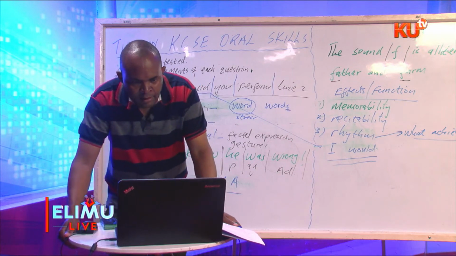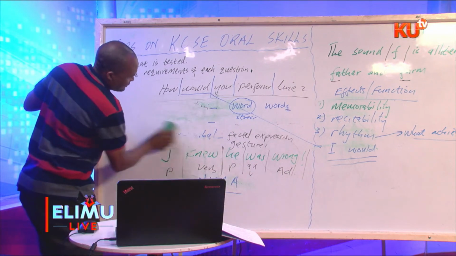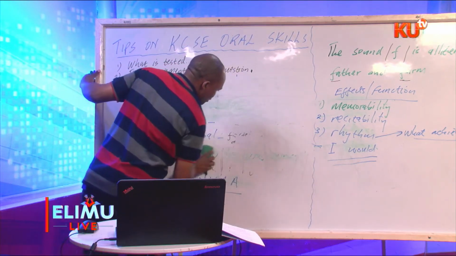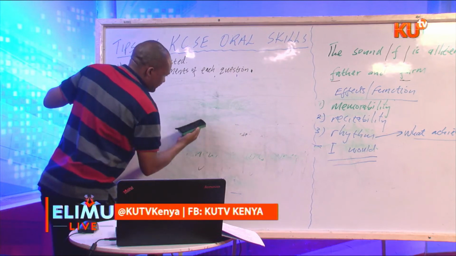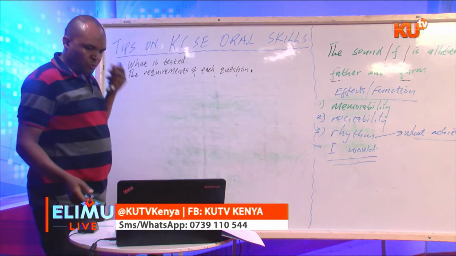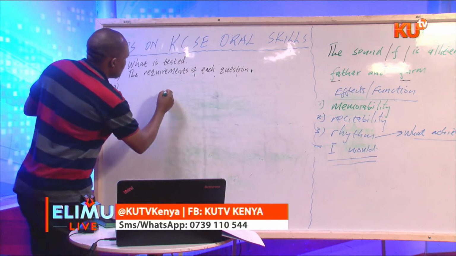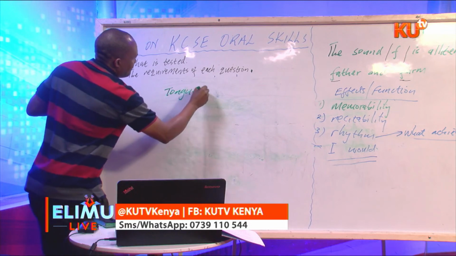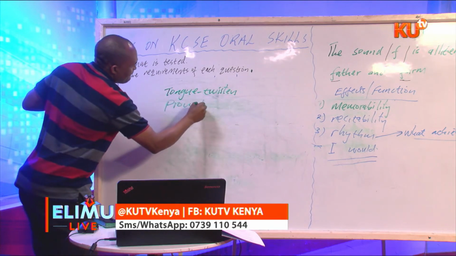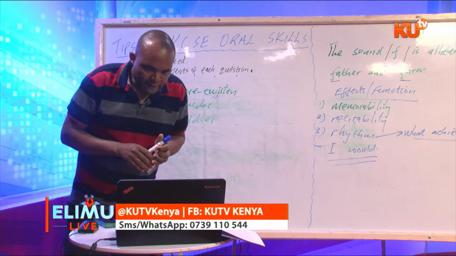The other area that is tested in the oral skills is the oral literature short forms. And I want to show you how this one happens. The short forms here include tongue twisters, proverbs, riddles. What have I left out?